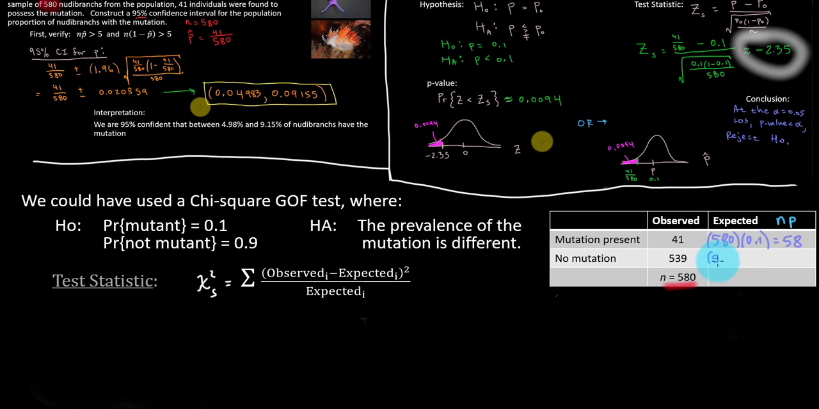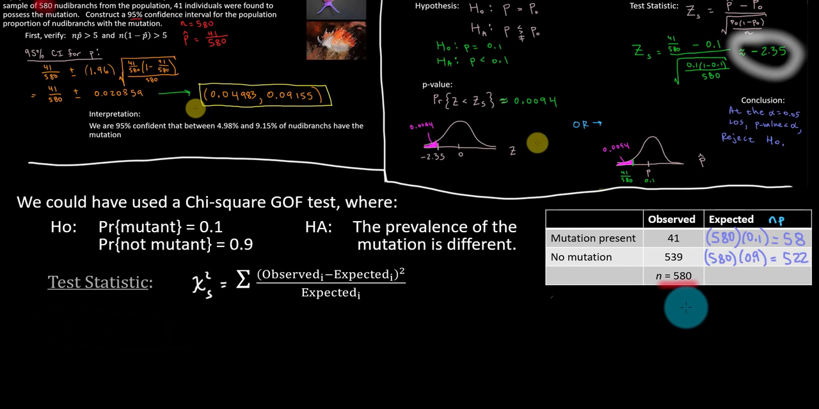And the number of nudibranchs without the mutation, the complement 0.9, would be 522. So just a simple n times p there. Oh good, it looks like the requirements for the chi-square goodness of fit test are met, since all of the expected values exceed 5. Let's go ahead and compute this test statistic.